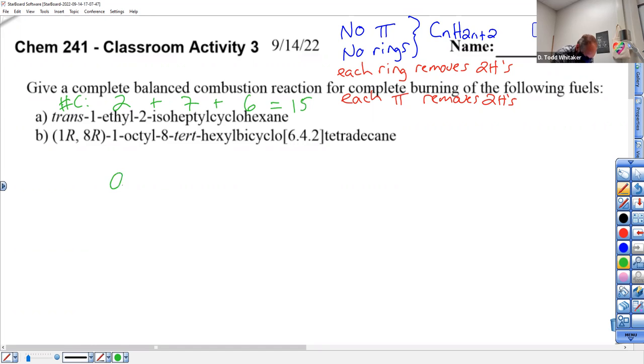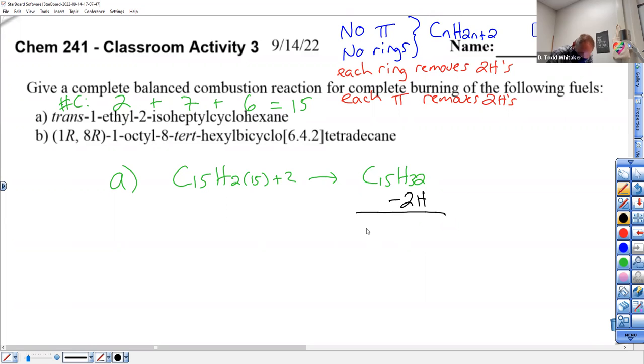So A, C15H 2 times 15 plus 2 is if there's no rings or pi. C15H32. Why am I subtracting 2 H's? Cyclo is in the name. You lose 2 H's for a cyclo. So it's C15H30.